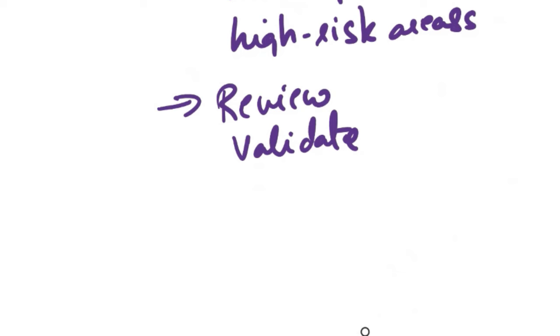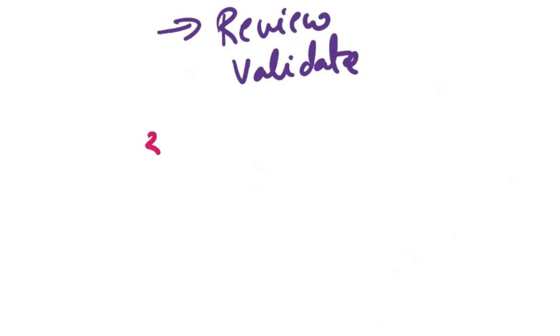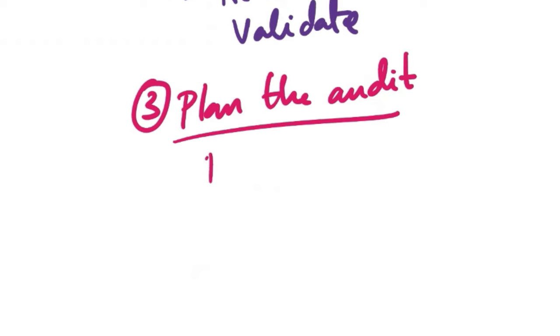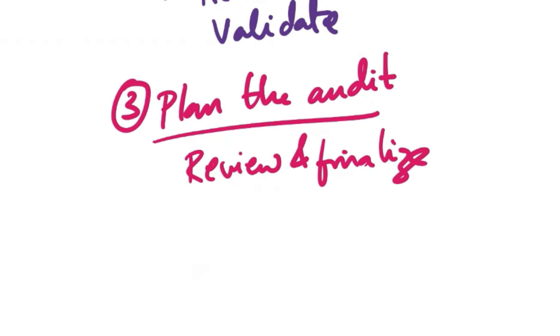After establishing audit criteria, the next step is to plan the audit. In this, first is to review and finalize the objectives and scope, that is, audit objectives and scope, ensuring alignment with organizational goals, regulatory requirements, and stakeholder expectations.